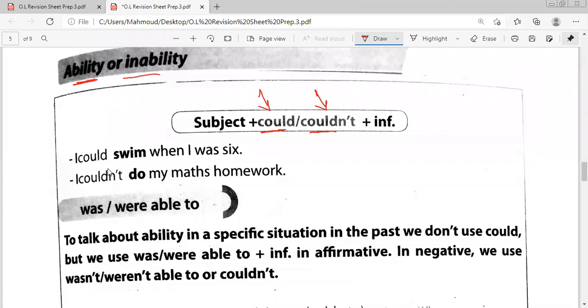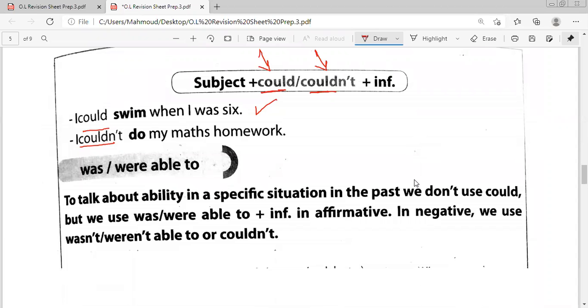When you say I could swim when I was 6, this sentence means that you had the ability to do that. And if you didn't have the ability to do that, you will use I couldn't. If you didn't have the ability to do something, you can use I couldn't. I couldn't do my math homework.